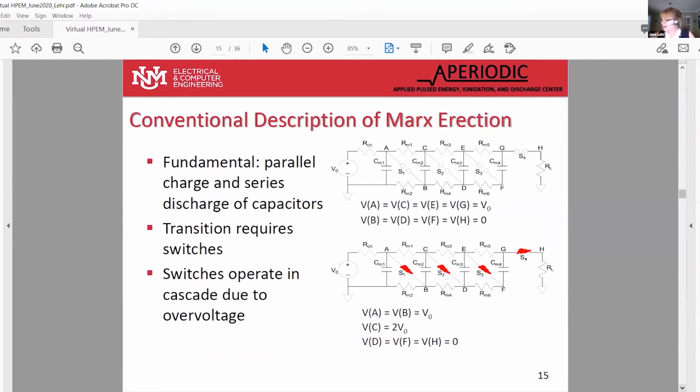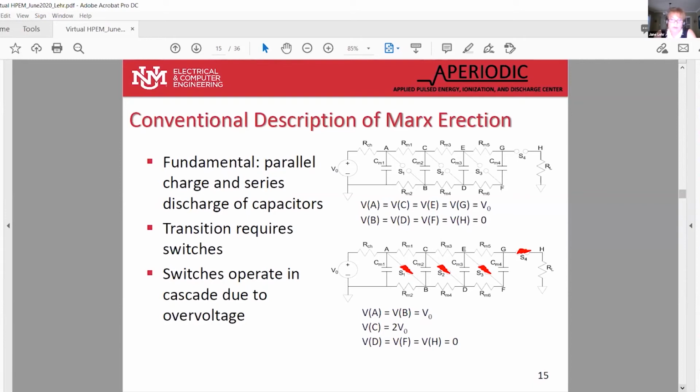So we'll start with the conventional description of a Marx. Again, there's an expectation that once the spark gap S1 goes, that voltage is all transferred to the second stage. The rest of the stages are held at ground. It turns out when you look at that assumption, there is zero reason why that should be true.